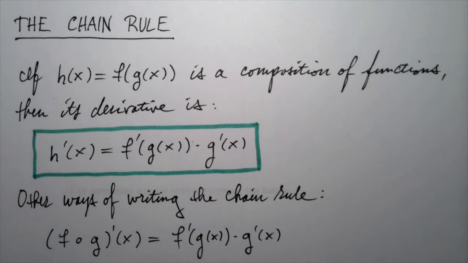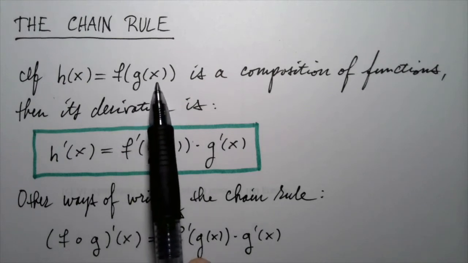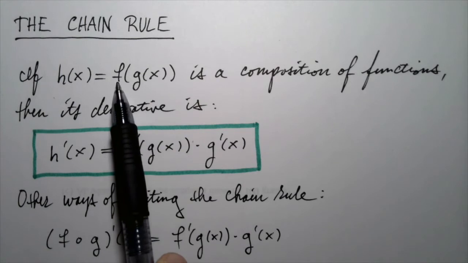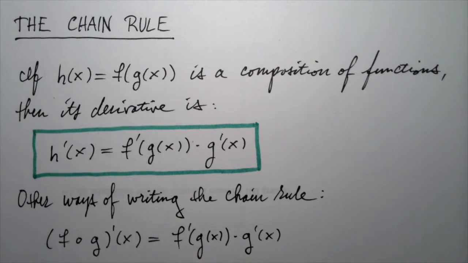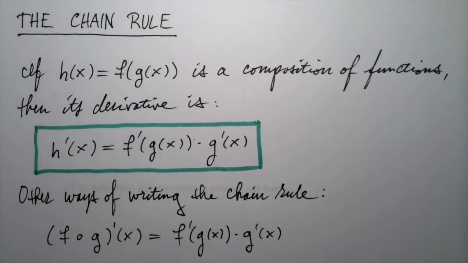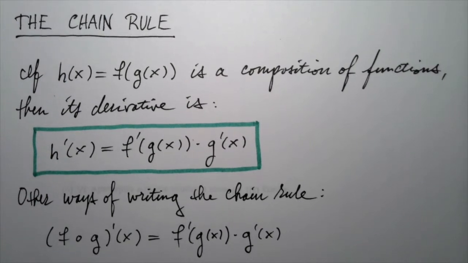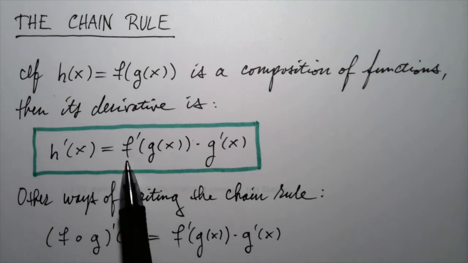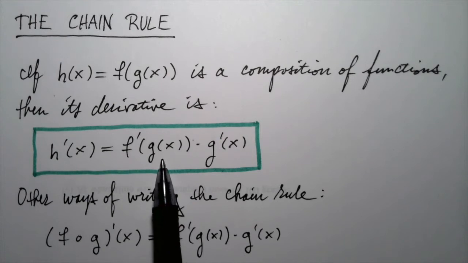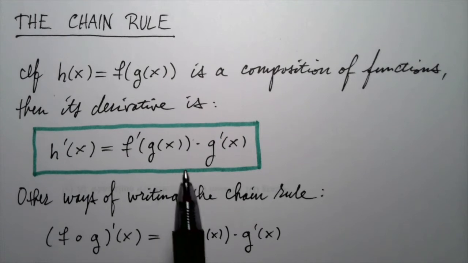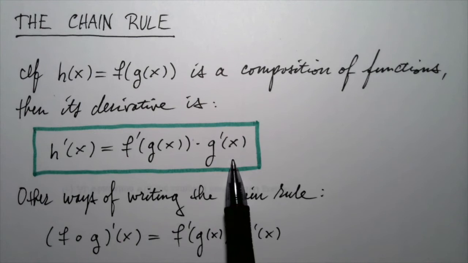If h of x is a composition of two functions, f and g, meaning that when you plug g of x into the input spot for f and take the composition of both functions, then its derivative is given by the product of the derivative of the outer function f evaluated at the inner function g times the derivative of the inner function g.